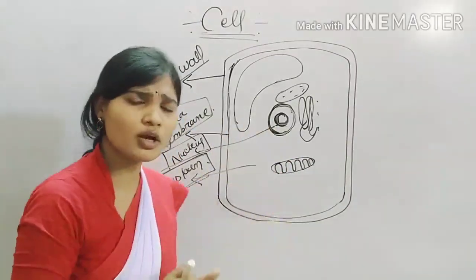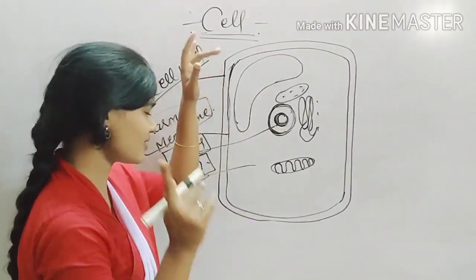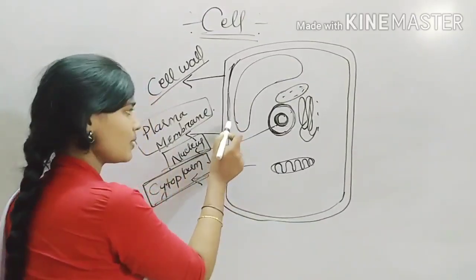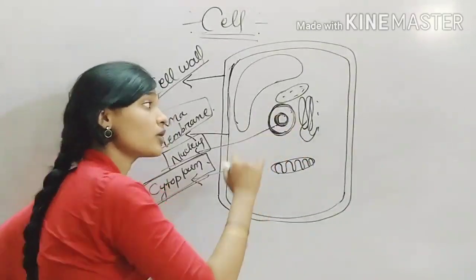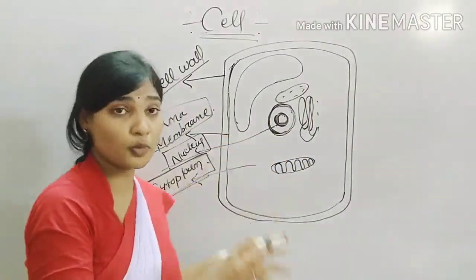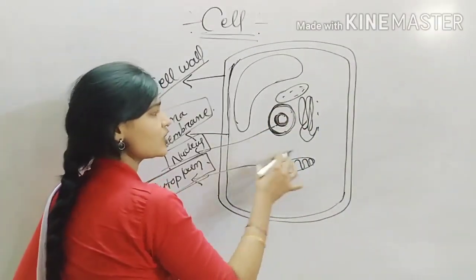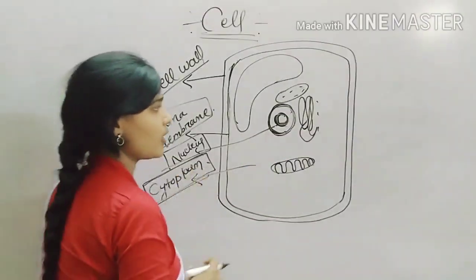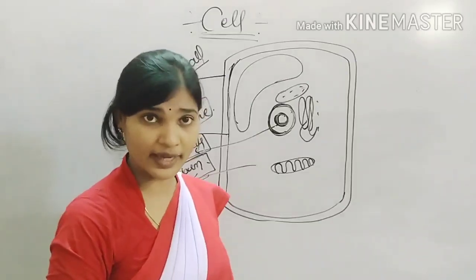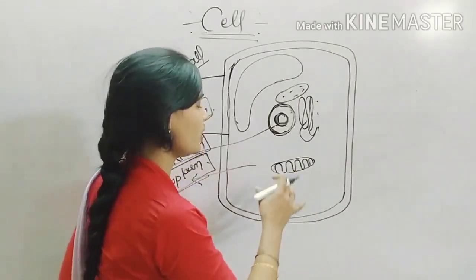So, which membrane is porous? We know that the plasma membrane or the cell membrane is porous. After that, the nuclear membrane is also porous, allowing the movement of materials in the cytoplasm and inside the nucleus.